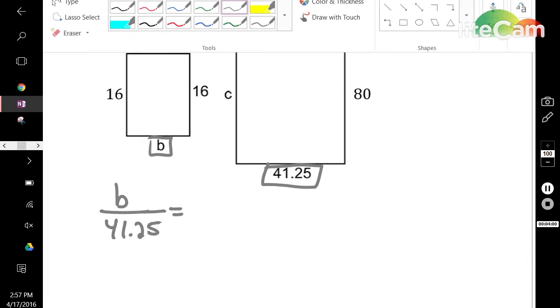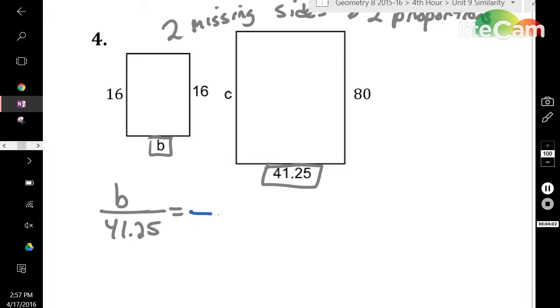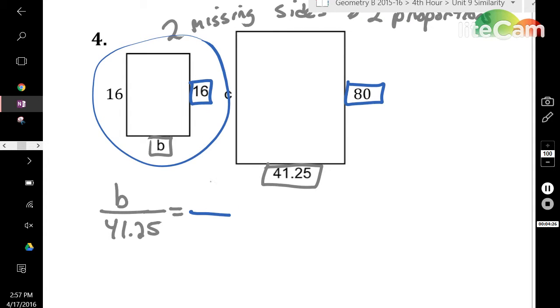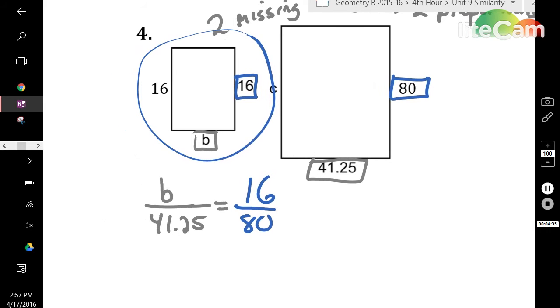Now, since I'm missing a side length in the first ratio, I want my second ratio to have both known lengths. I can't put in a second variable here because then I couldn't solve for the first. So a known ratio would be these two side lengths, 16 and 80. They correspond. You know both of those numbers, so you can put them into a ratio. B is on top right now in the numerator. It's in the smaller figure. So therefore, 16 being in the smaller figure has to also go in the numerator. 80 is in the larger rectangle. It goes with the larger side length. So essentially, this is small over big.